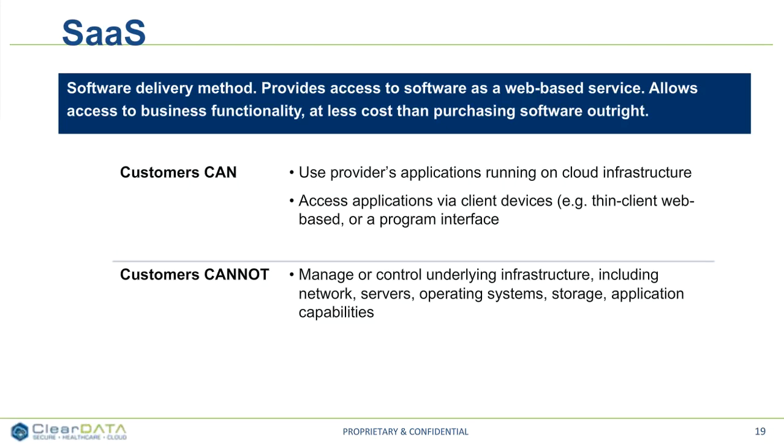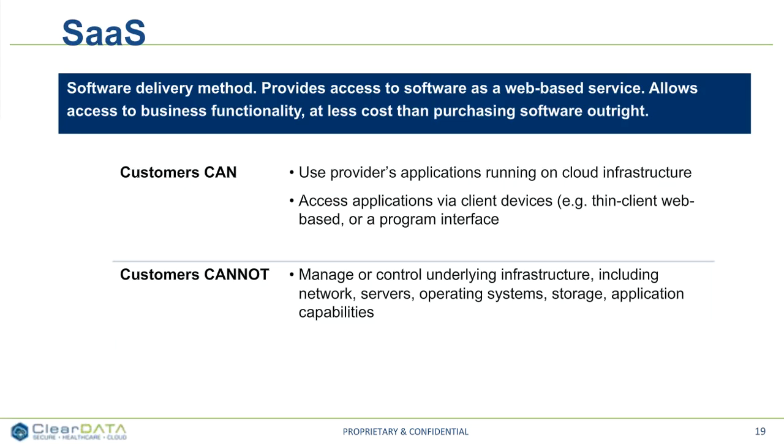Going to be on slide 19 when that shows up. This is some of the characteristics of the SaaS model. Really, this is to provide access to a web-based service. Software as a web-based service. It allows access to business functionality, usually at less cost than purchasing software outright.